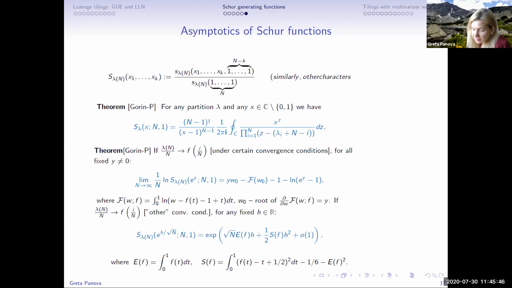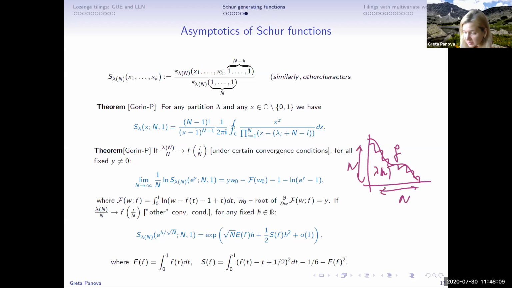So if we say that our lambda is approaching some f, so our lambda is some partition that is approaching this f after we are rescaling it. So we rescale by n in both directions.